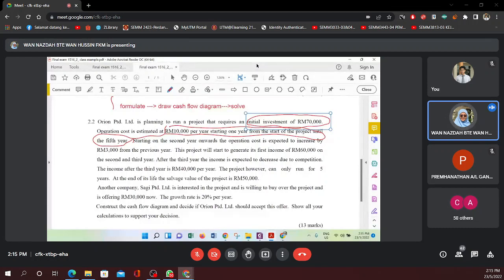Arif, dia tak boleh buat satu-satu macam gitu. Dia kena one block. Dia kena panjangkan sikit. Awak buat one block, starting from the start until the fifth year. Lepas tu kat situ apa tu? So we can put that as A1. So Arif, yours is A1. A1 equals to 10,000. All right?